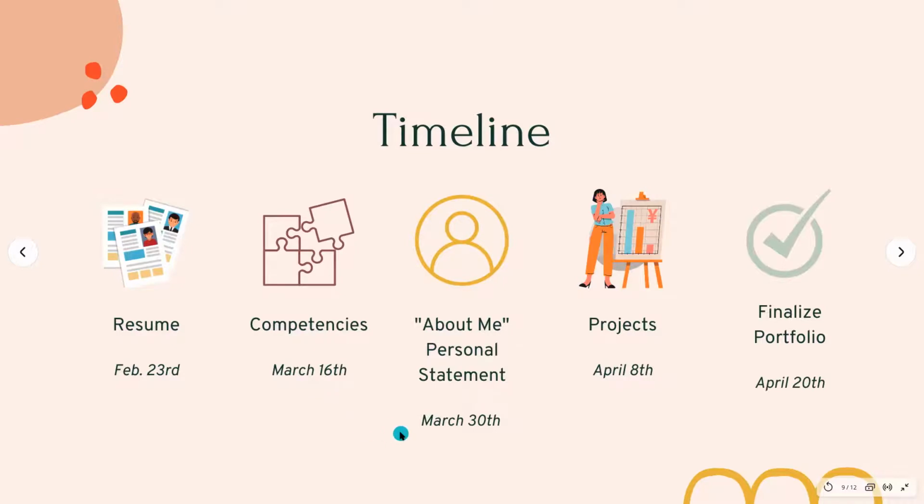The About Me personal statement is going to be due March 30th. Highlighting those projects is going to be April 8th, and then finalizing the portfolio by April 20th. The way that folks complete this is by having this information on their website. And the way that we're going to track that is that I'm going to have access to everyone's platform, whether it's Wix or LinkedIn. We just want to make sure that we're getting you support as you navigate completing these pieces, and the way to do that is if we have access to that platform.